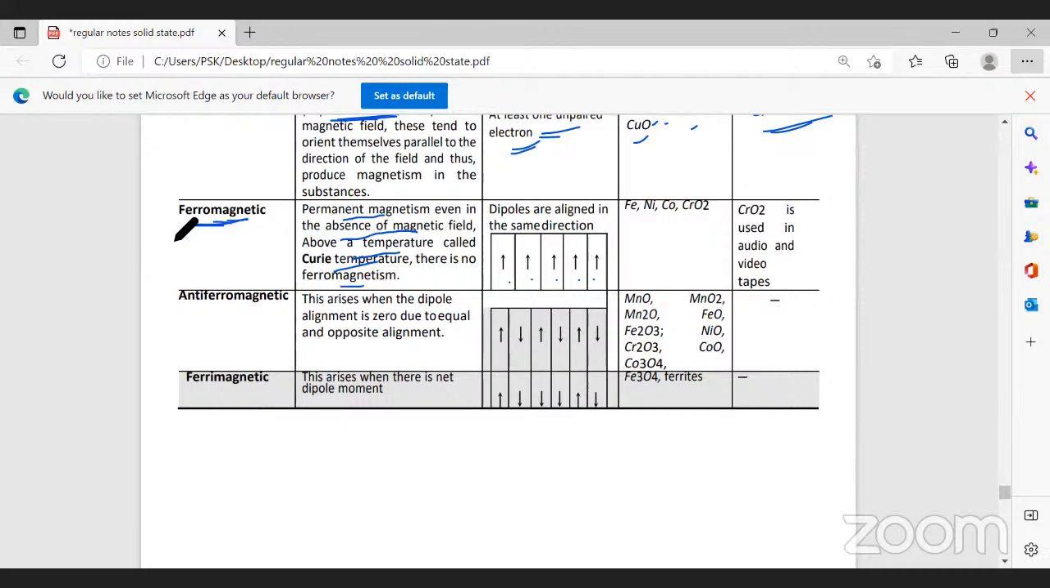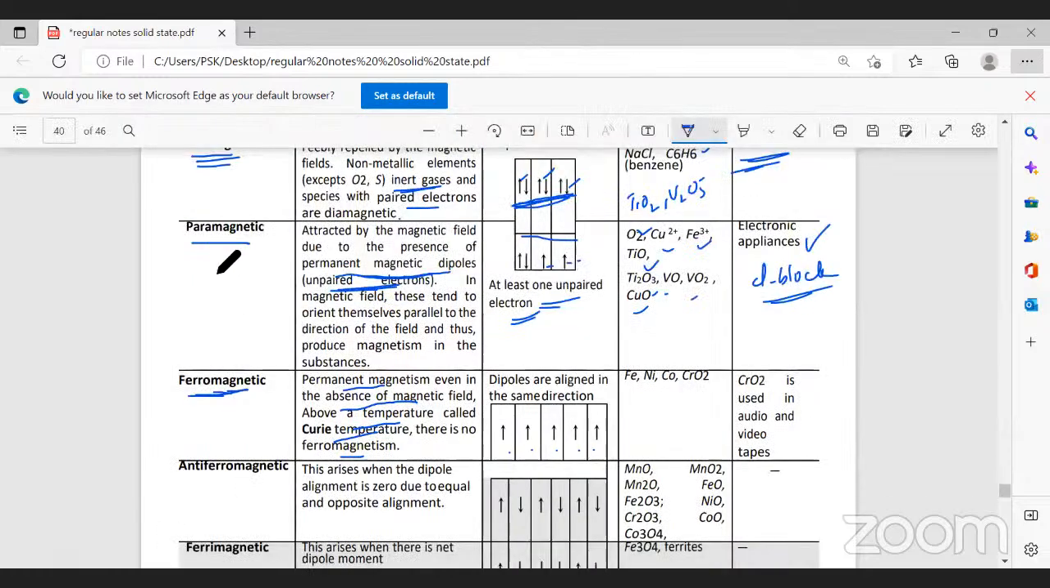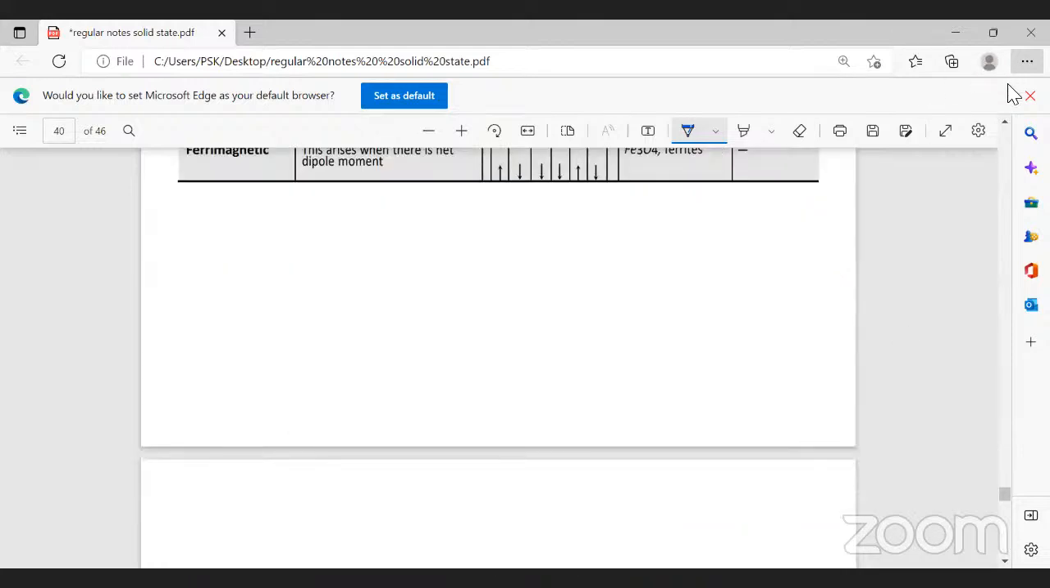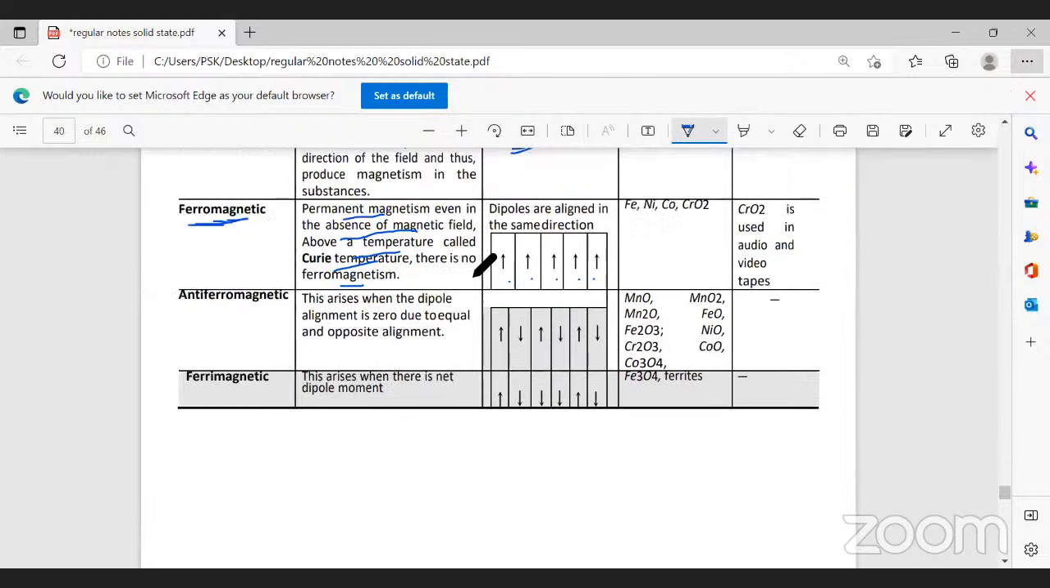So ferromagnetism is when a material contains more number of unpaired electrons. Now, paramagnetism we learned, if it contains minimum one unpaired electron, it's called what? Paramagnetic. If this material contains more number of unpaired electrons, they will be strongly attracted towards the magnetic field because of the presence of more unpaired electrons. Those kind of materials are called ferromagnetic, more number of unpaired electrons. So iron, nickel, cobalt, chromium.